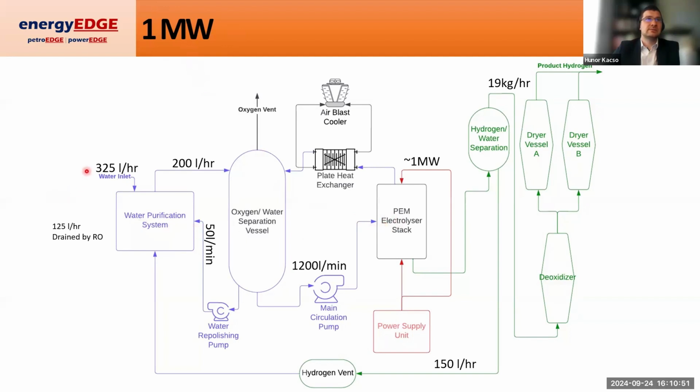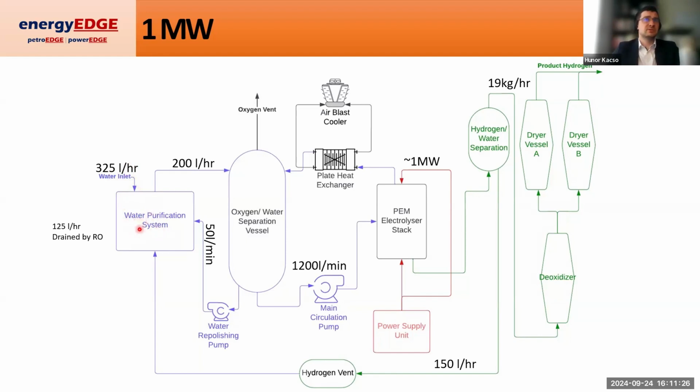Let's start from the beginning. For a 1 megawatt system, and this is going to vary, of course, but this is pretty typical, you will have around 325 liters an hour of water. We're assuming that this is potable water, could be tap water, flowing into the water purification system. And we'll come back to how the water purification system works shortly. But there will be this water flow going into the water purification system.